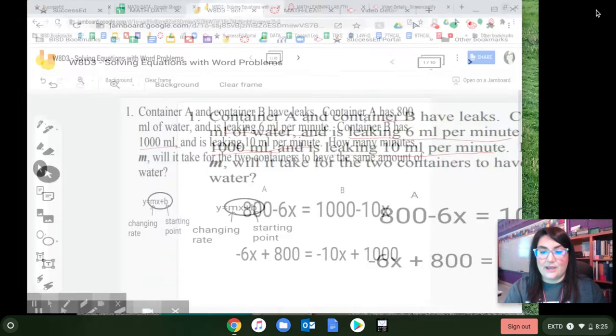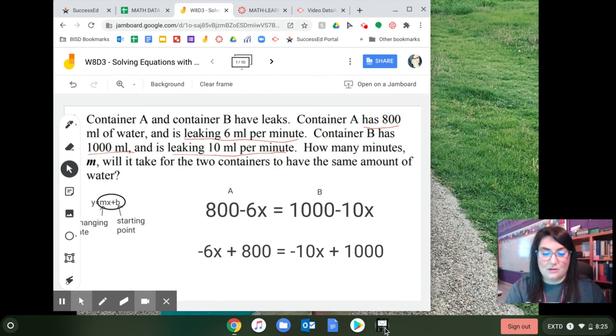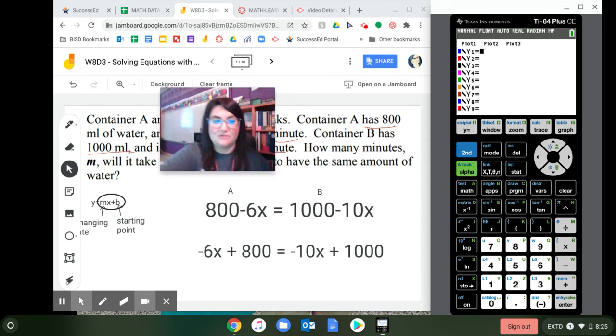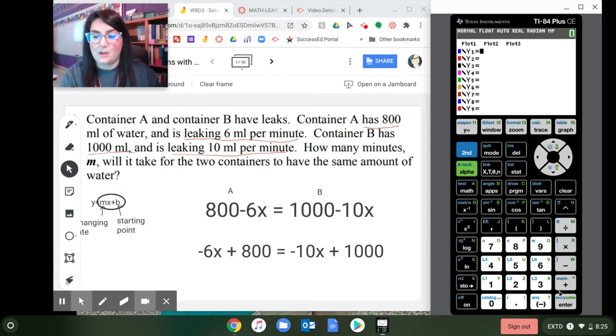I'm going to go ahead and plug this in the calculator so that you can check your work there. So for my y equals, let me move my little face over here. You have negative 6x plus 800. And on the other side, you have negative 10x plus 1,000.